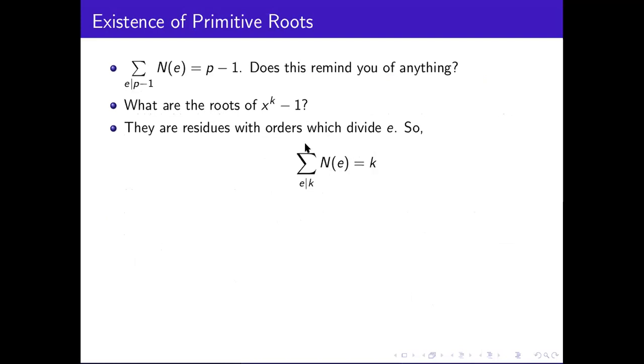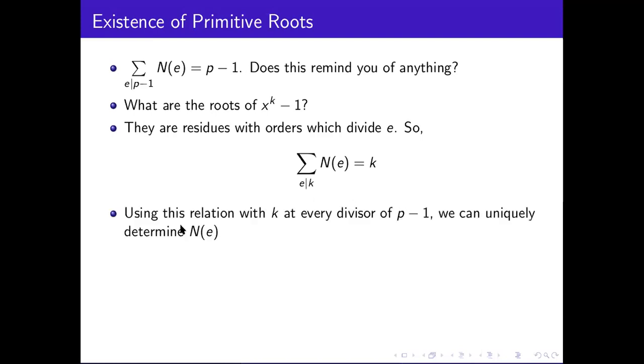This holds true for every single divisor of p minus 1. So now we get d of p minus 1 equations, and we can easily solve these equations to get a unique set of values for n of e. So we know that n of e is uniquely determined.